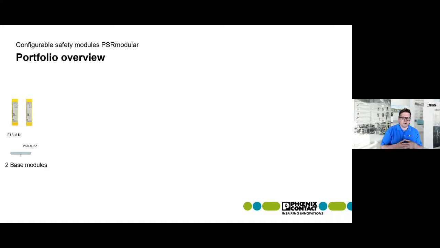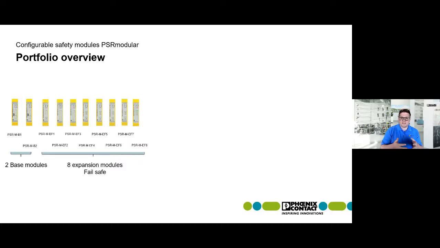So if we look at what the PSR modular allows you to connect, first it starts with the base modules. So the MB1 and the MB2 are your base modules today. I'm using a B1. The B1 has a little bit less memory than the B2, and if you're using the analog connections, you're going to need to use the B2 module. The B1 cannot connect to analog. Then we have all of our fail-safe expansion modules, so different types of I/O, safety mats, relay outputs, and all of our analog modules as well.